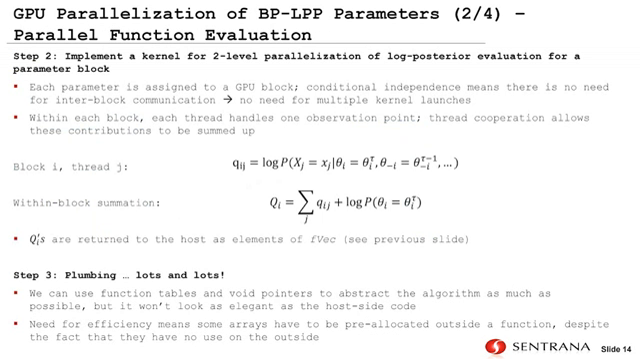Okay, but once you've done that, then you also write a kernel for two-level parallelization of the log posterior evaluation for a parameter block. So essentially, you assign a particular parameter to a block, like I said, and you assign each observation point to a thread. So the summation happens within the block, so within-block summation, and that's it. The blocks don't need to talk to each other. So you have this sort of nice mapping.